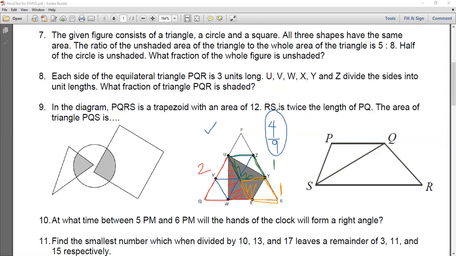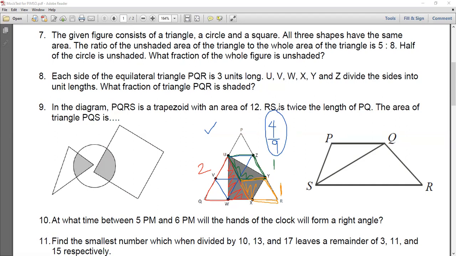Sige, before we proceed, question. Okay, so far, yeah, it's 4. Sige. Let's move on to number 9.